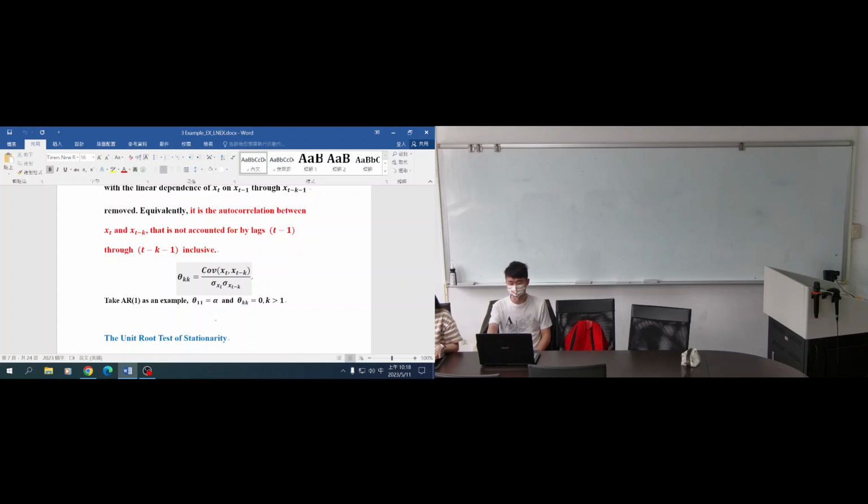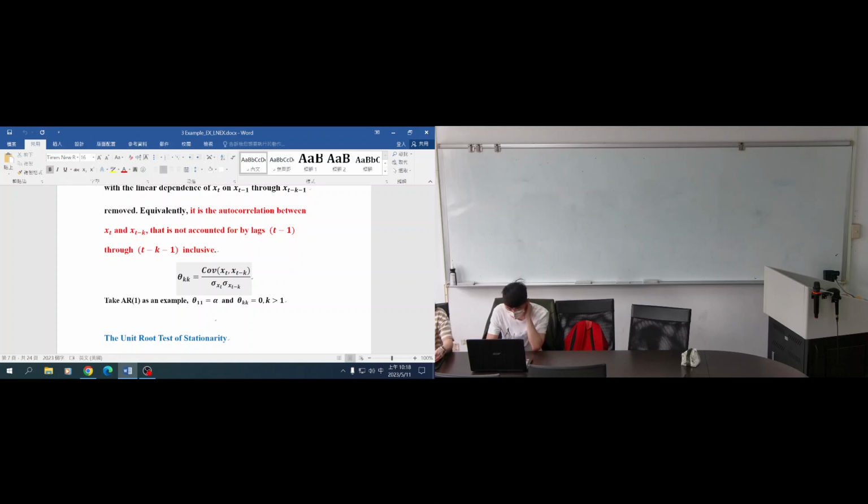Okay? So this means that if I have AR1, then this KK is something like this one. If K is greater than 1, this is 0. And since this is AR1, the lag is 1, so this one is alpha. So the difference between autocorrelation and partial autocorrelation is this.